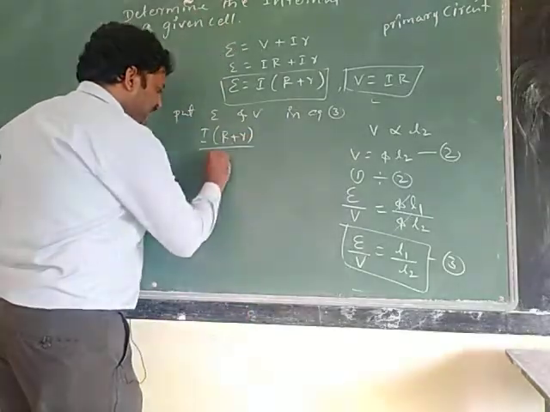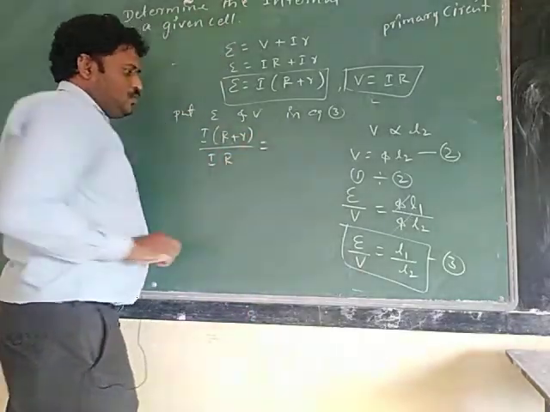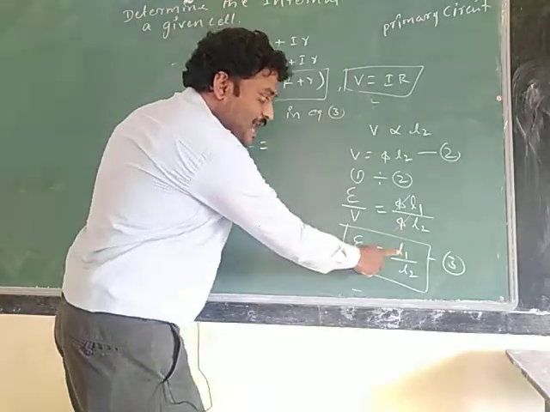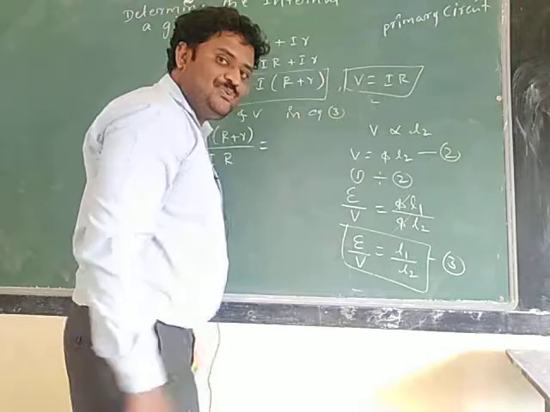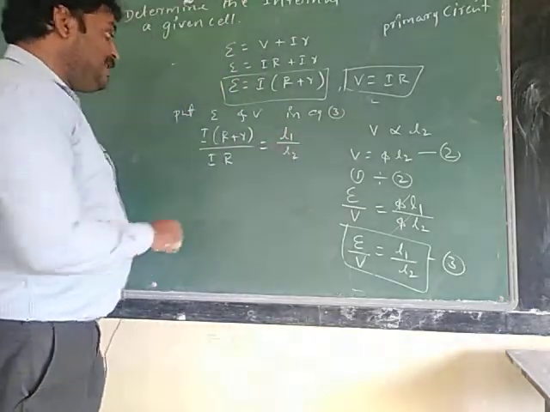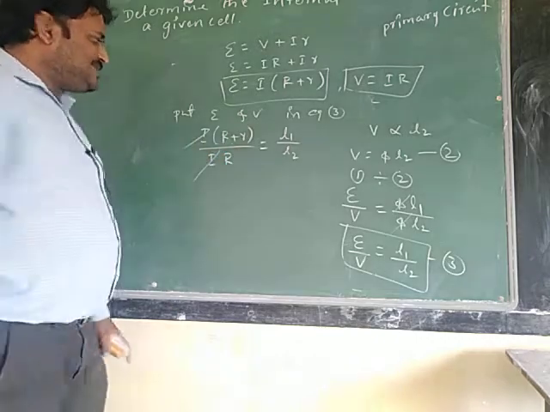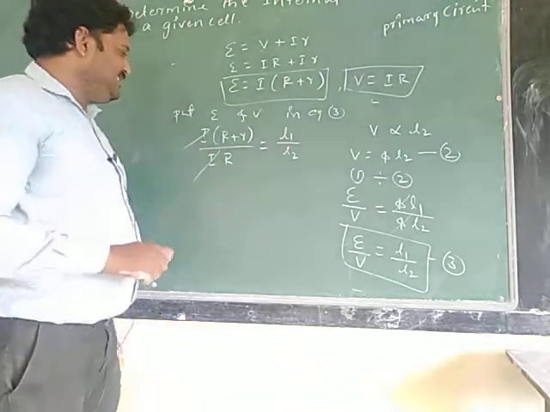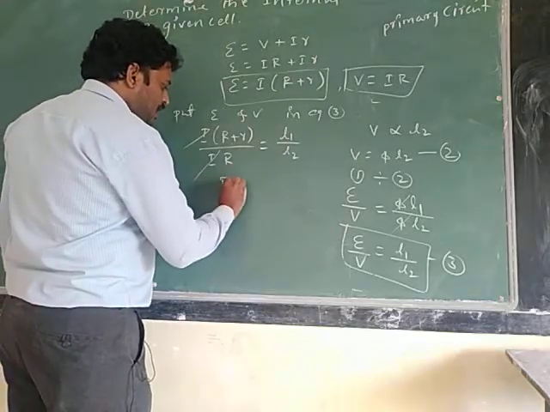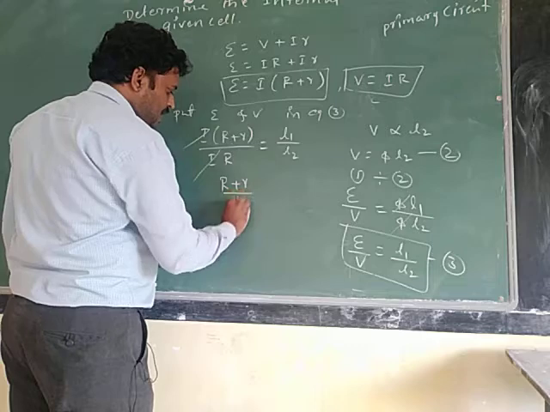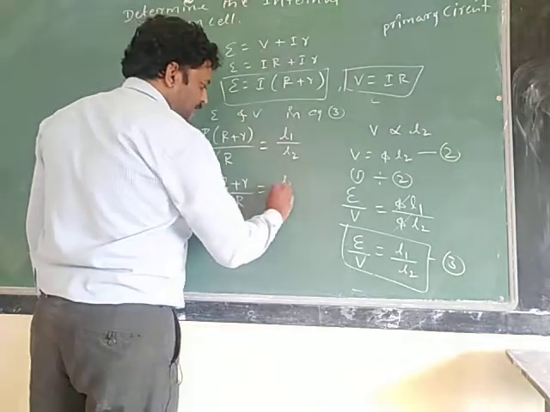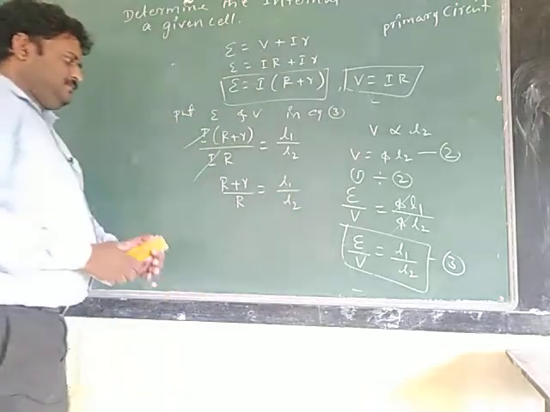Therefore I into R, that is equal to what is there in equation 3 on the right hand side? It is L1 by L2. So therefore it is L1 by L2. Again, I will get cancelled. What is the remaining here? It is (R plus r) divided by capital R, and that is equal to L1 by L2.